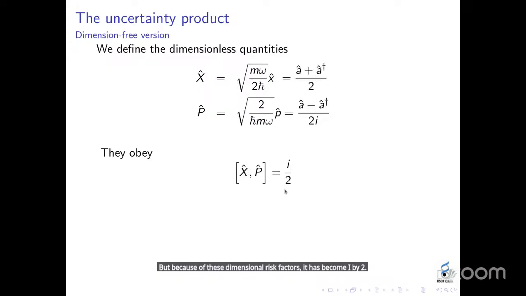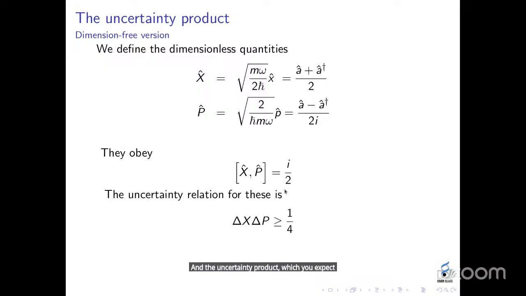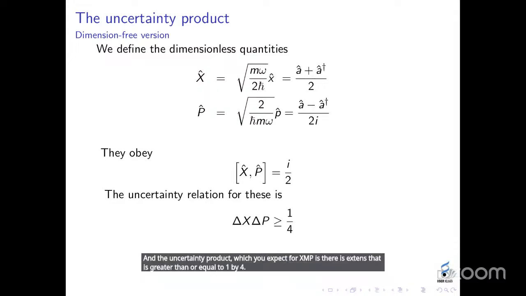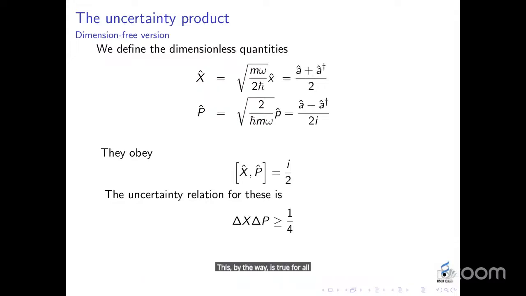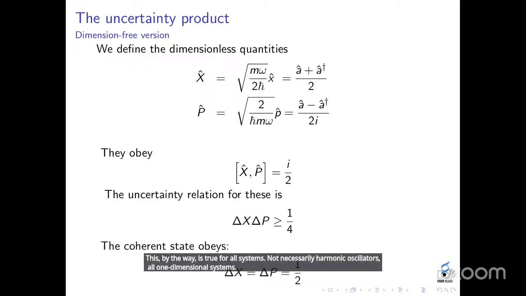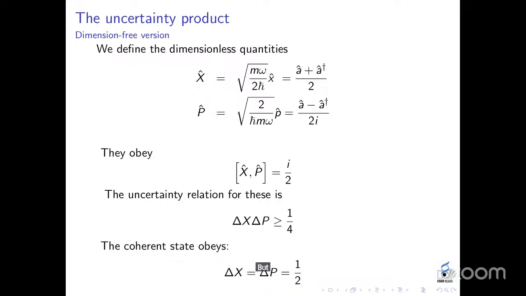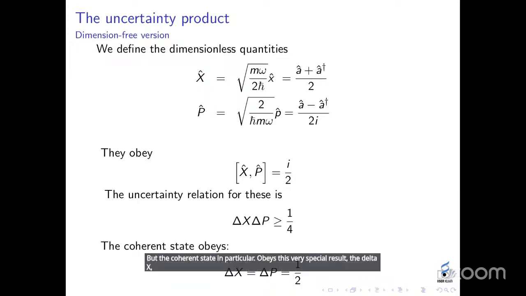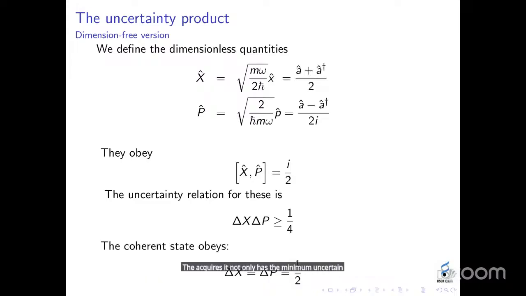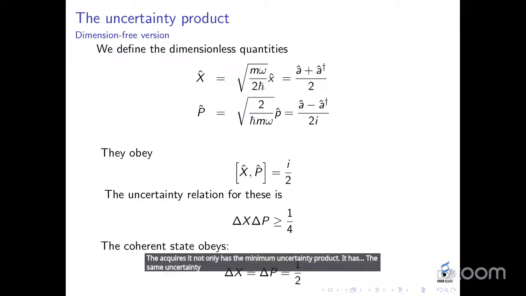And the uncertainty product which you expect for X and P is delta X times delta P greater than or equal to 1 by 4. This, by the way, is true for all systems, not necessarily harmonic oscillators, all one-dimensional systems. But the coherent state in particular obeys this very special result. The delta X and delta P are exactly equal and equal to half. So a coherent state not only has the minimum uncertainty product, it has the same uncertainty in the dimensionless versions of X and P.